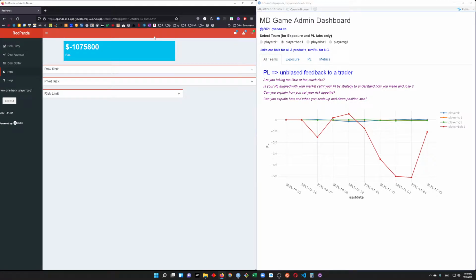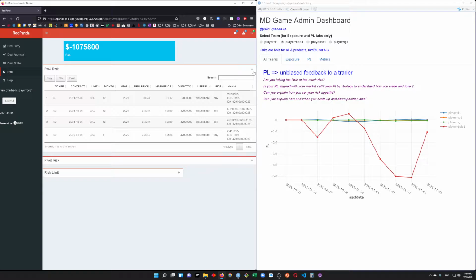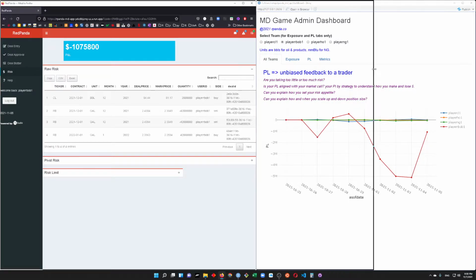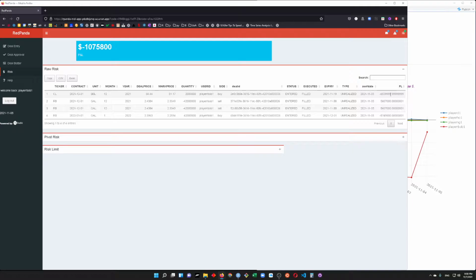The first part of the risk tab, at the top left, will show you the profit and loss as of the last end of day as it is run. You can see on the right hand side, which is our admin dashboard, the various teams. In this case, I've logged into the team playing RBOB futures for gasoline, simply because they have more volatility in P&L since the game started. The first tab gives all the transactions that occurred, and if you expand the window, you can see all the information, including the P&L for each of those trades and end positions as of the last end of day, which was Friday the 5th of November.